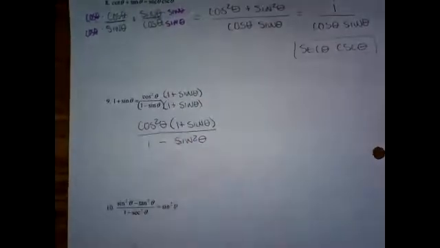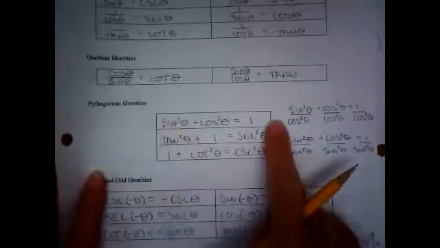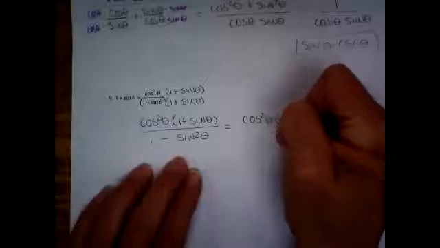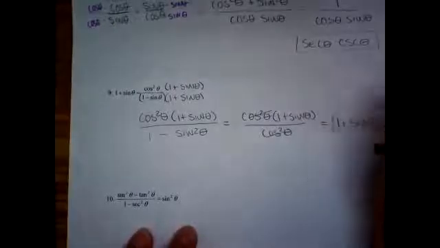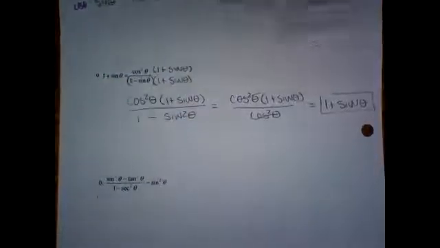which we can use a Pythagorean identity for that. 1 minus sine squared. We're going to use this one right here. If you subtract over the sine squared, 1 minus sine squared gives you cosine squared. So I'm going to replace that denominator with cosine squared. And then the cosine squareds are going to cancel, and you get 1 plus sine of theta, which is what the other side of the equal sign was. So again, you start with the more complicated side. You want to make it look like the simpler side.